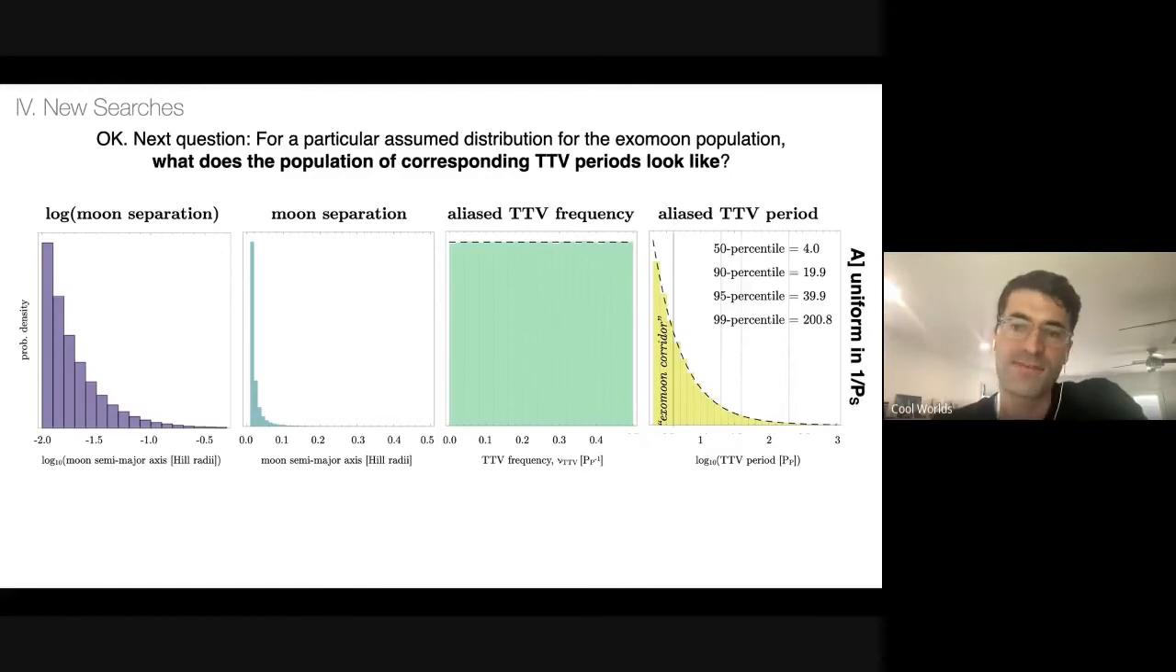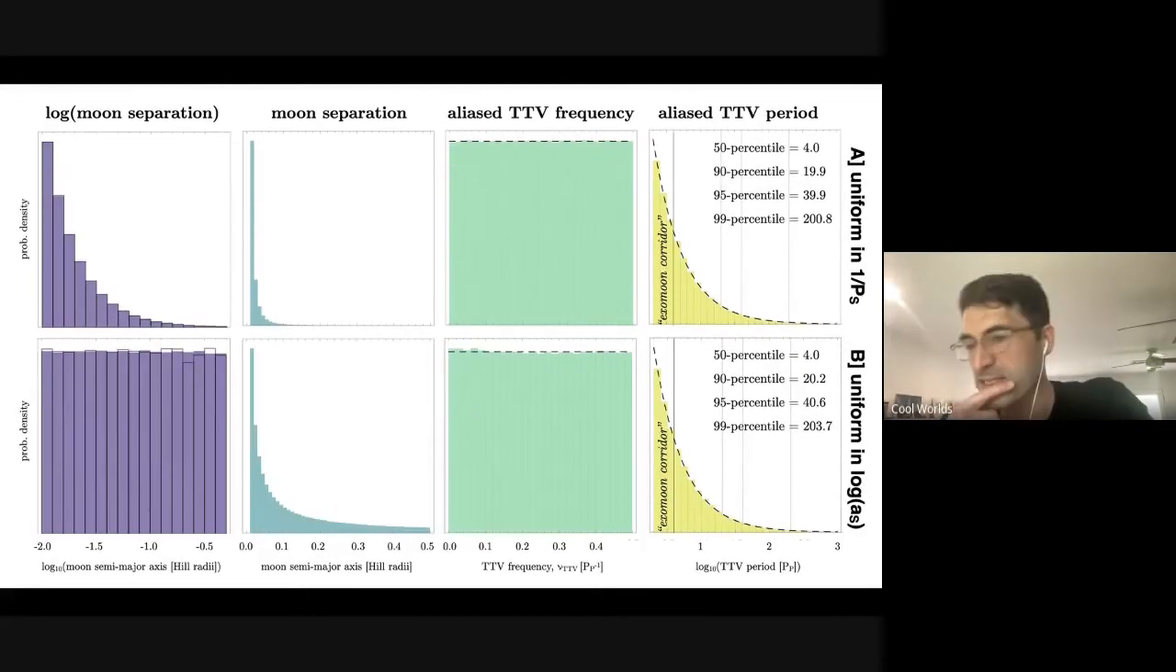And what's interesting is that 50% of these moons have TTV periods less than 4 cycles. So the minimum is 2, and the 50th percentile is 4. You can't have a cycle less than 2, otherwise it's an alias again. So between 2 and 4 cycles, half of all moons live there. Now you might say, okay, David, you just assumed a very specific distribution there, uniform in 1 over the satellite period. Try something else. Fine.